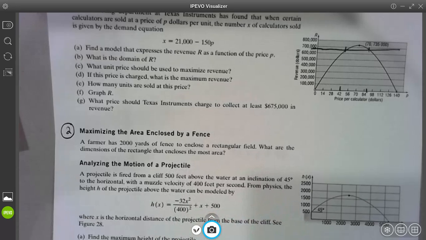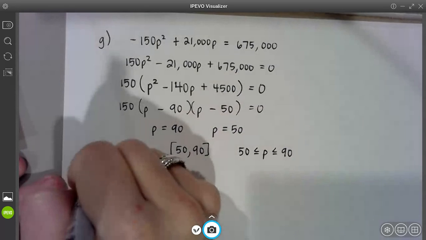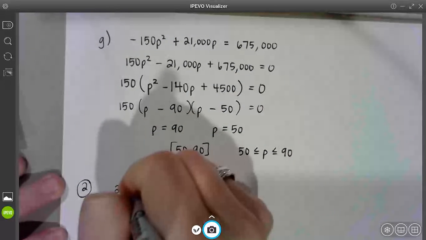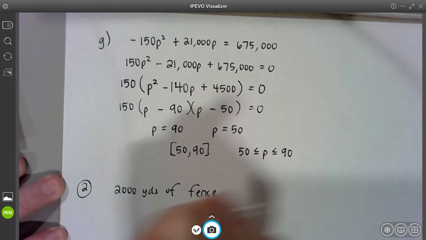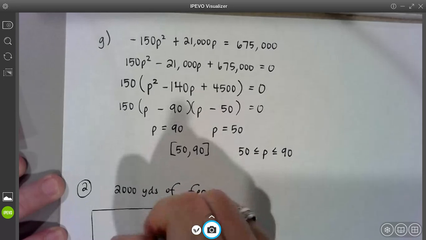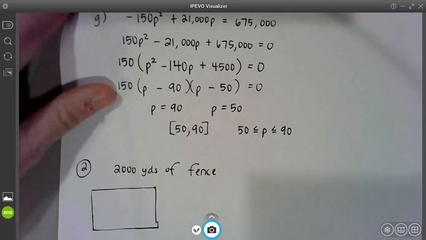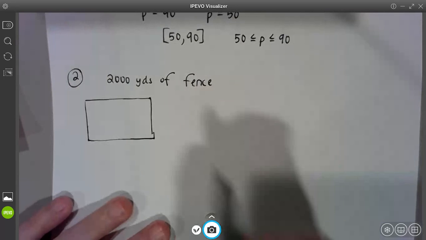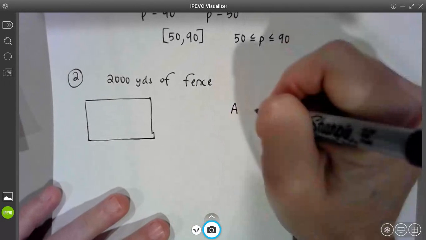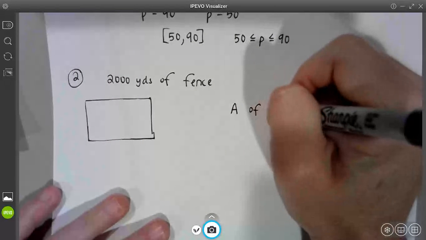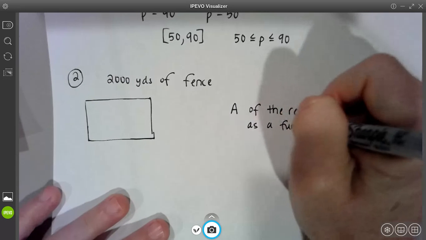All right, well, I think we're silly if we don't draw a picture of this. So we have 2,000 yards of fence to make a rectangle. 2,000 total yards of fence. And we're trying to make a rectangle. I'm going to change the wording of this problem because I'm pretty sure on the homework tonight, it's the exact same problem, but the first thing they ask you to do is to write the area of the rectangle or the enclosure as a function of the width x.